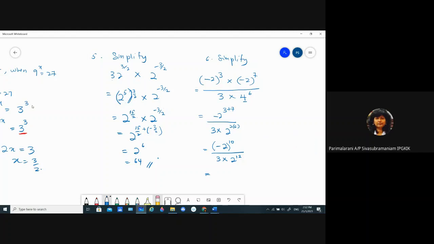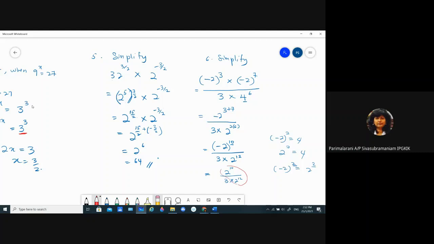When you do a lot of practice, then you know this instantly, because this is an even number. So you know that negative 2 to the power of 2 is 4, and 2 to the power of 2 is also 4. So negative 2 to the power of 2 is also equal to 2 to the power of 2 if the power is even. Here the power is even, right? So therefore negative 2 to the power of 10 is the same as 2 to the power of 10, over 3 times 2 to the power of 12. Now you can solve these two.